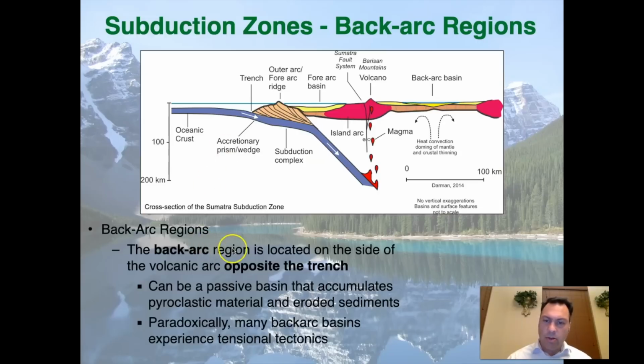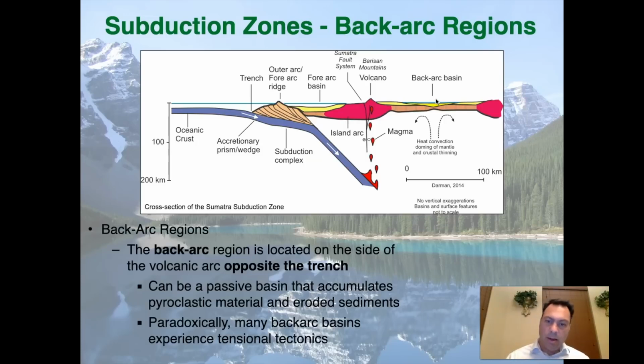So the back arc region is located on the side of the volcanic arc opposite the trench. So here we see the volcanic arc. Here's the trench. So the opposite side is right over here, the back arc basin. It can be a passive basin that accumulates pyroclastic material and eroded sediments. In other words, it could just be a place behind the volcanoes where a large amount of that volcanic sediment, the stuff that's washing off the volcanoes, is washing down into a basin.